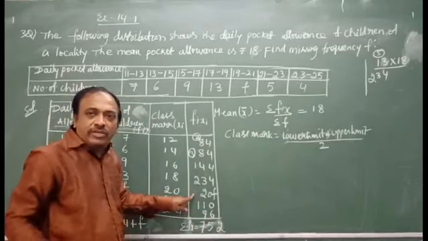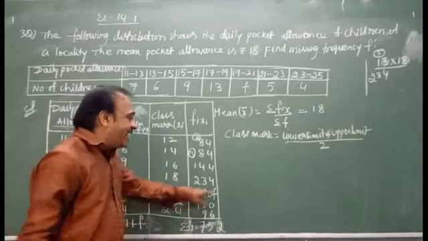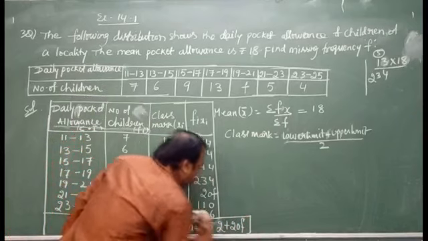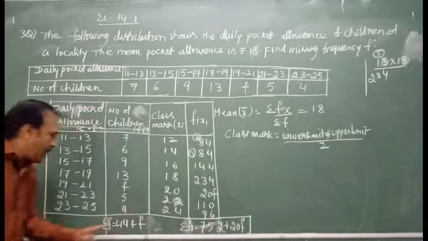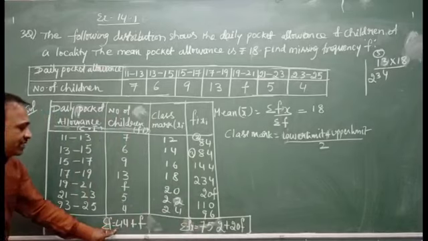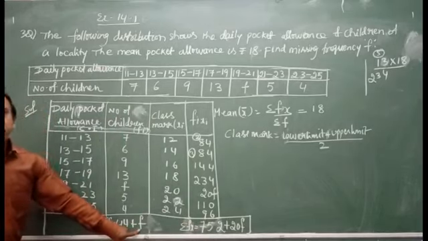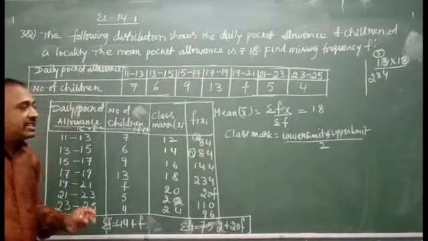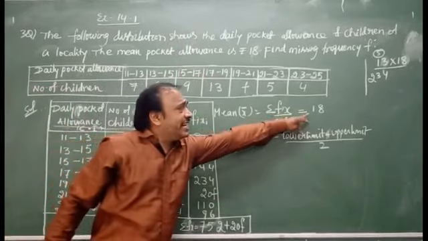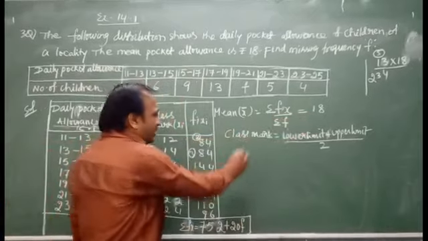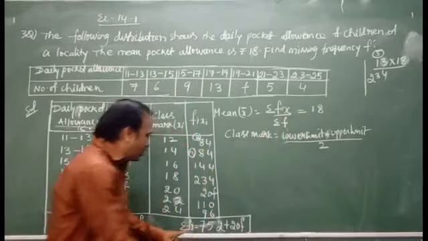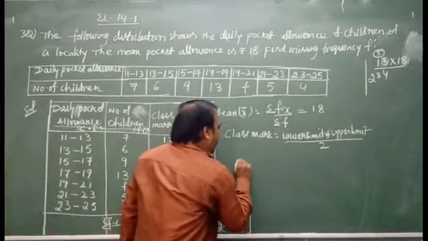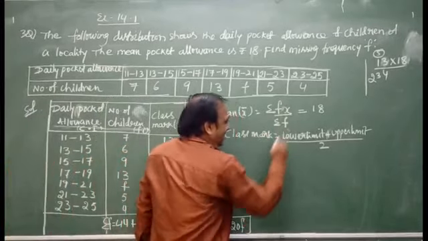And the leftover, that is the variable term, plus 20f. So this is the sigma fx value, and this is the sigma f value, which is 44 plus f. Now, in this, the mean is given already, 18. So now we substitute in the formula. We obtain the values of sigma fx and sigma f. So the mean x bar is 18.